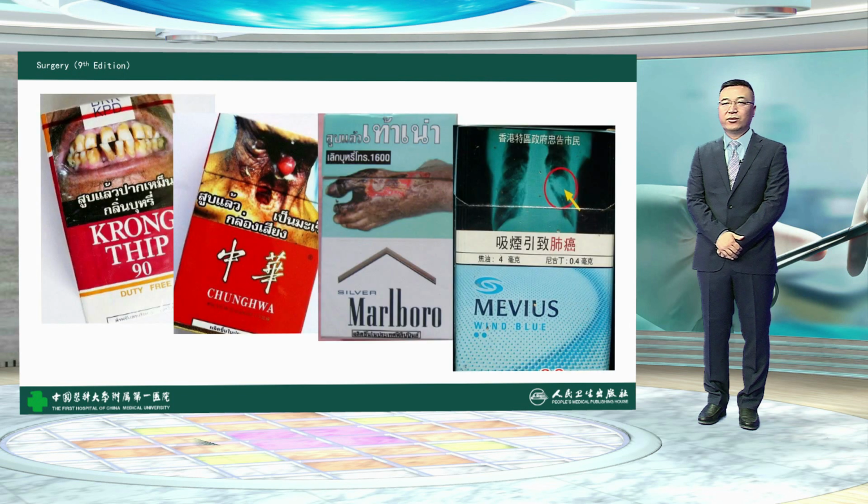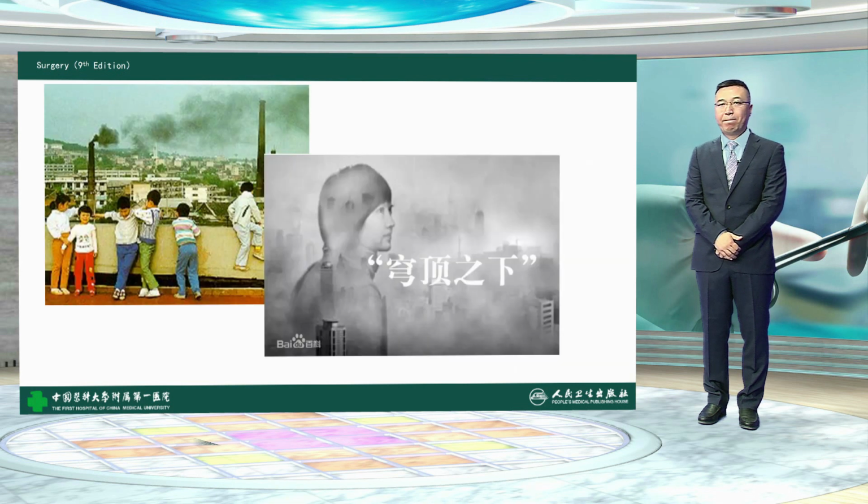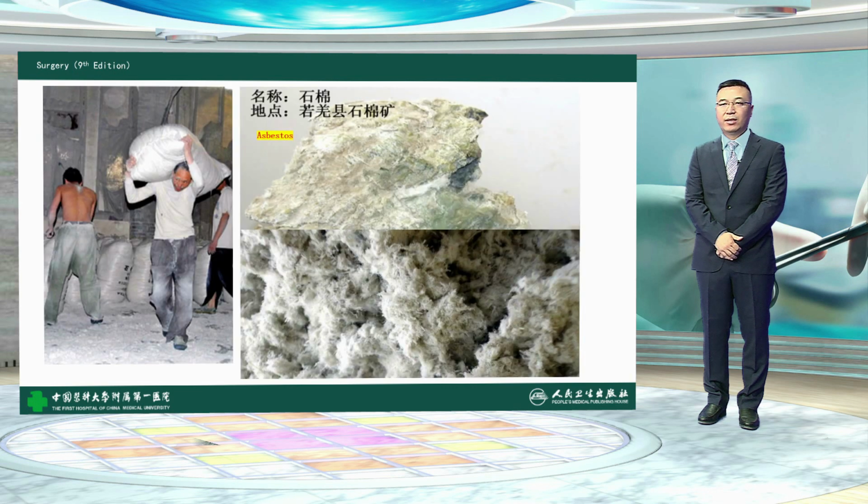The packaging of cigarettes has shown that smoking can cause a variety of tumors, including lung cancer. There is a documentary called Under the Dome, which is about Chinese smog and air pollution. This is the main reason for the high incidence of lung cancer in China. Asbestos is a strong carcinogen that can cause lung cancer, especially in Yunnan province, China.